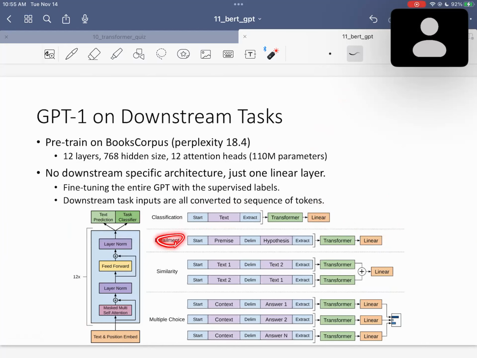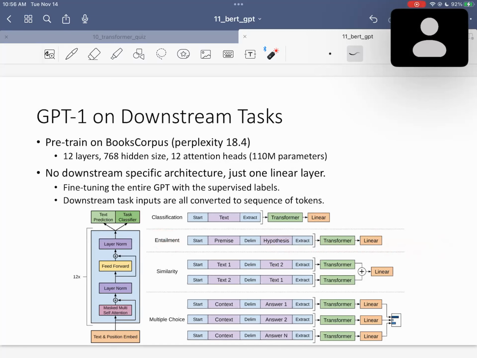For entailment, you have one sentence acting as a premise, another sentence acting as a hypothesis. So what would be a good example? For example, the premise could be "All men die," and the hypothesis being like "If John is a man, he will die." Something like that, basically. It's just a logical inference type of thing.